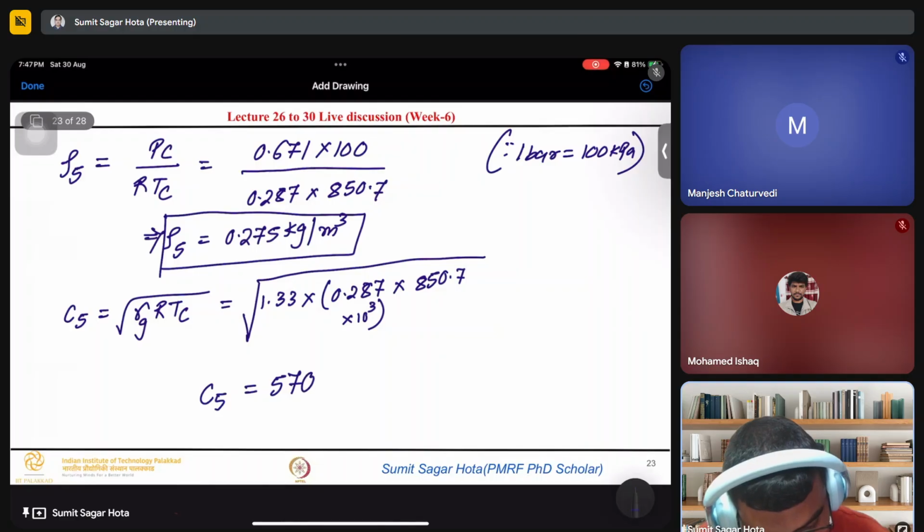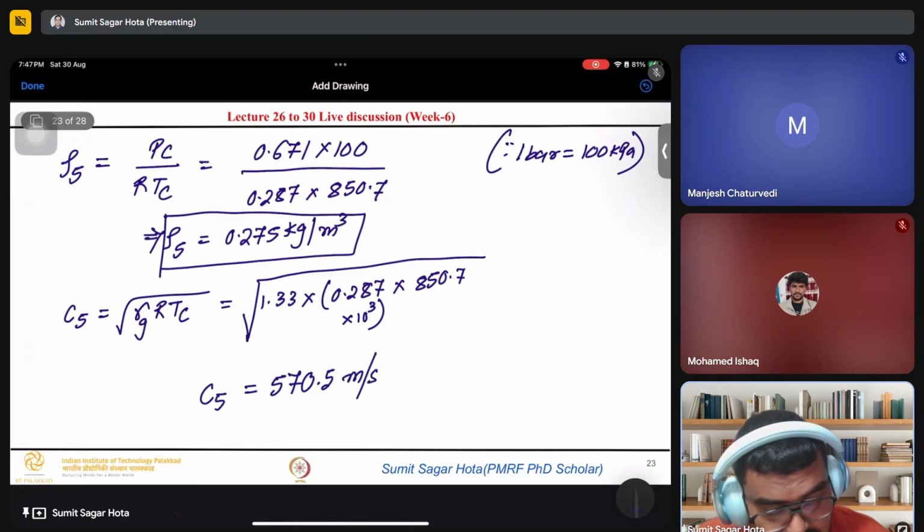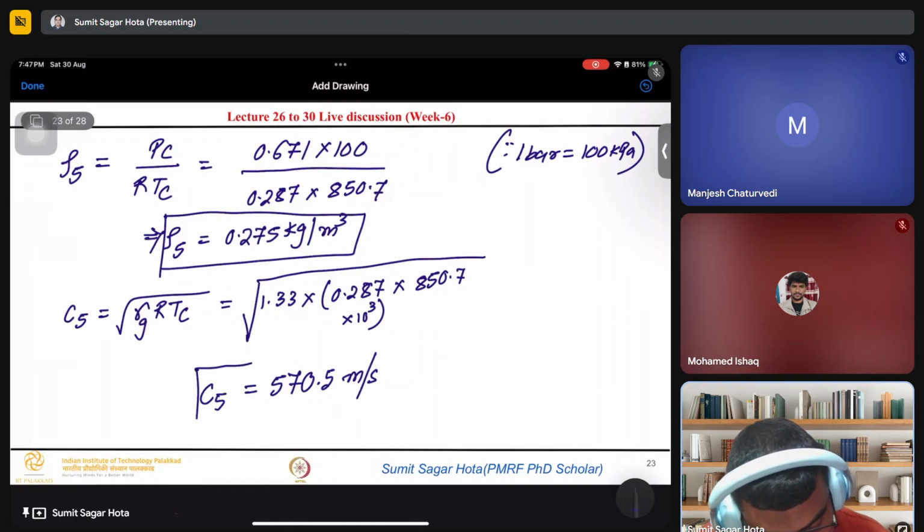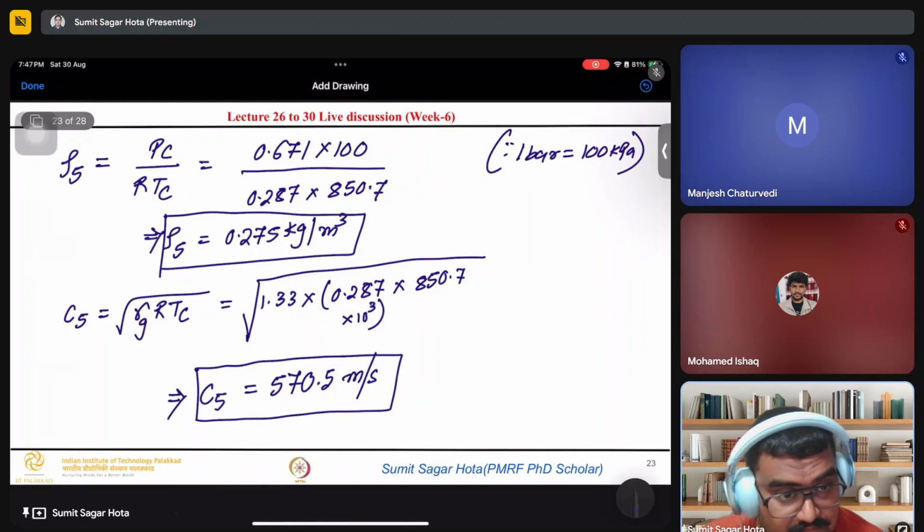Now C5, if you solve it, you will get a very high velocity, 570.5, nearly Mach 2. We are operating at a Mach of 0.8, but now you can see it's achieving greater than 1, meaning the speed is nearly supersonic. So C5 is 570.5 meters per second. And let's find one more parameter, which is A5 by m dot.